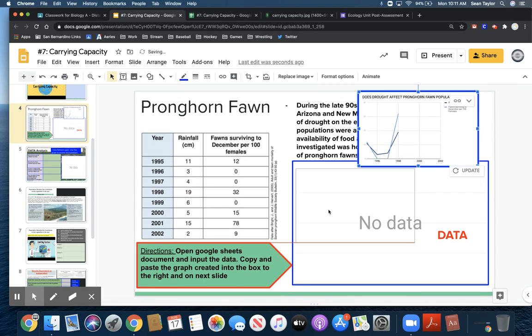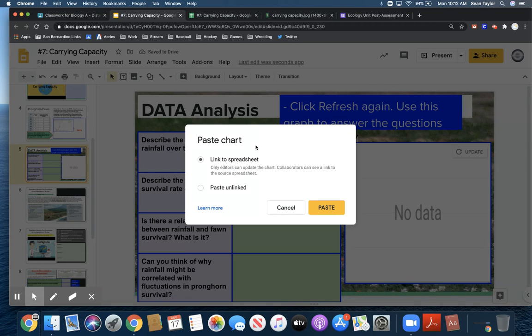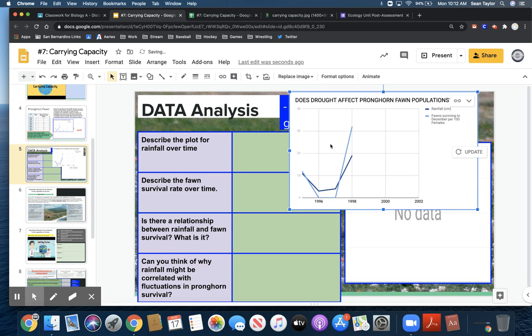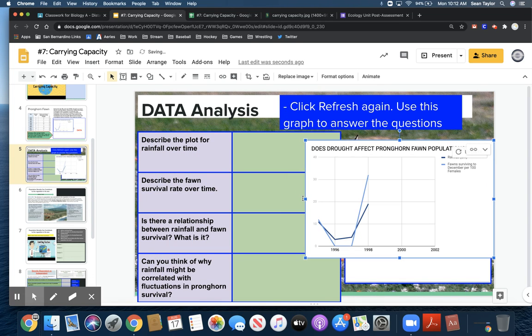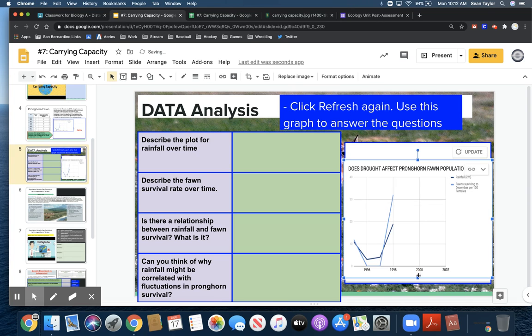Resize it, reshape it so it fits. You also want to paste it on slide number 5, which I'm going to do right here. And this is not a completed graph. Your graph will be all the way through 2002. But you want to answer these questions.